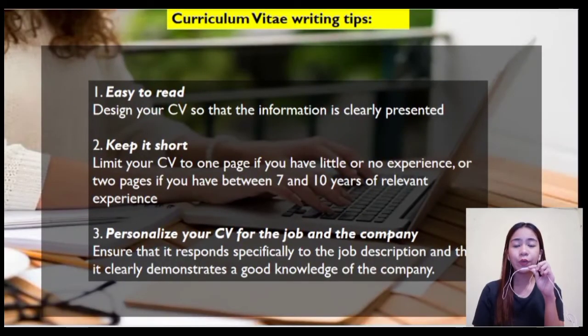So, hello everyone. I am Crystal C. Ramirez and I am assigned in this topic. So, now let's start discussing about CV writing tips.